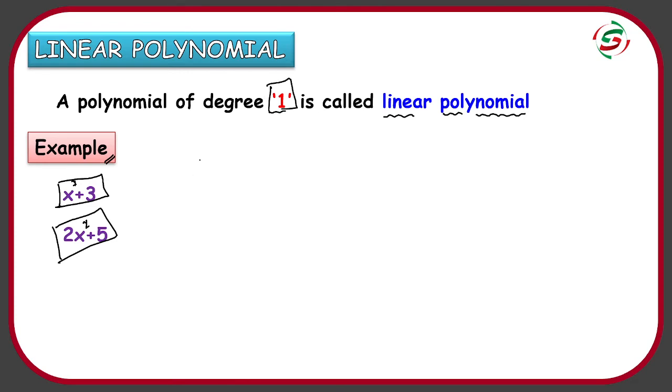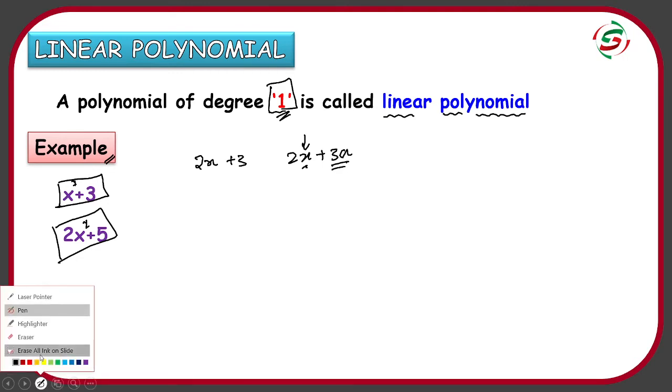I can also write it as 2x plus 3a. Here x is the variable, 3a is a constant. So therefore it is a linear polynomial with degree 1. Linear polynomial means it is with a degree 1.